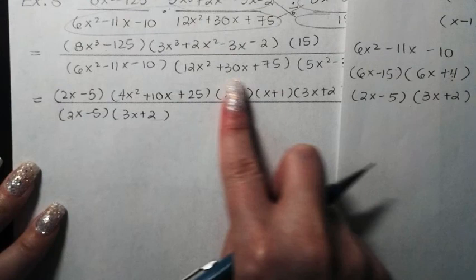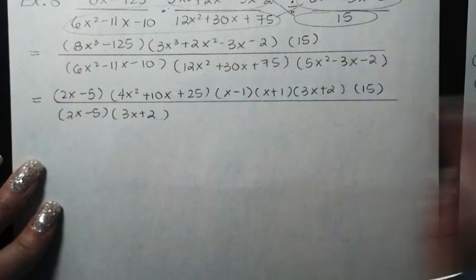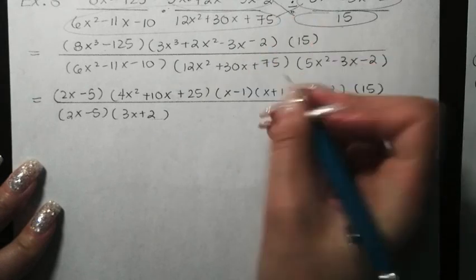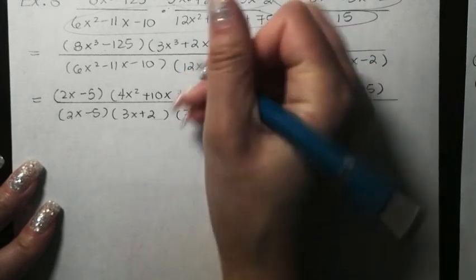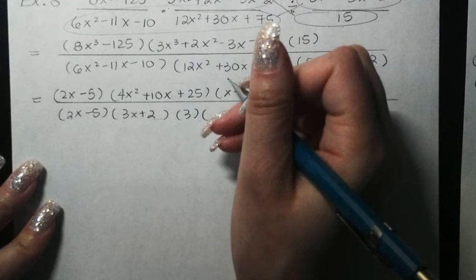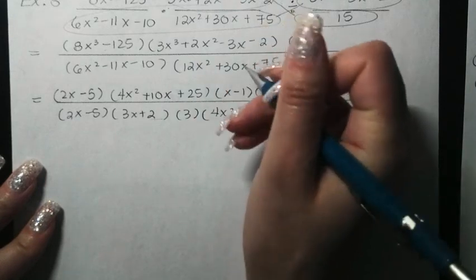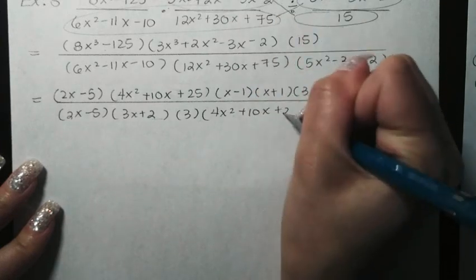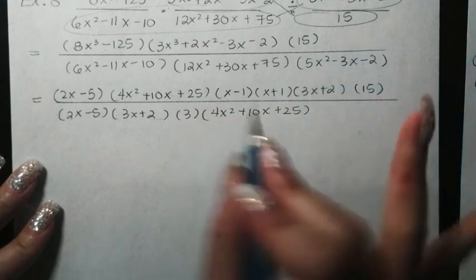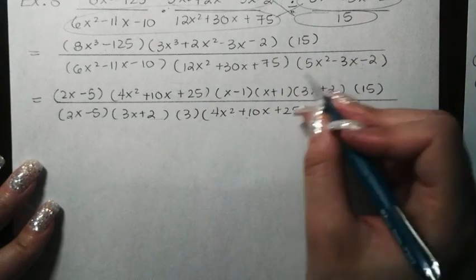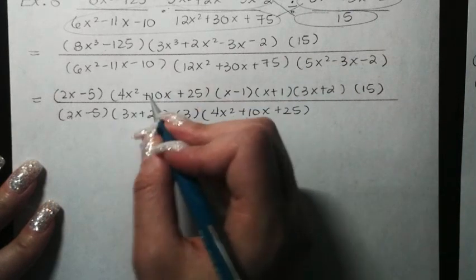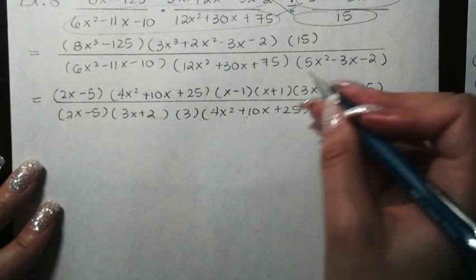Now let's move on to this one. I see that they have something in common. They have a 3 in common, so I take out the 3. I divide 12 by 3, which gives 4x squared. Then you divide 30 by 3, you have 10, and then you divide that by 3, and you know that it's 25. Since it was the difference of cubes, this is not factorable, so we don't even bother because we see the similarity there.